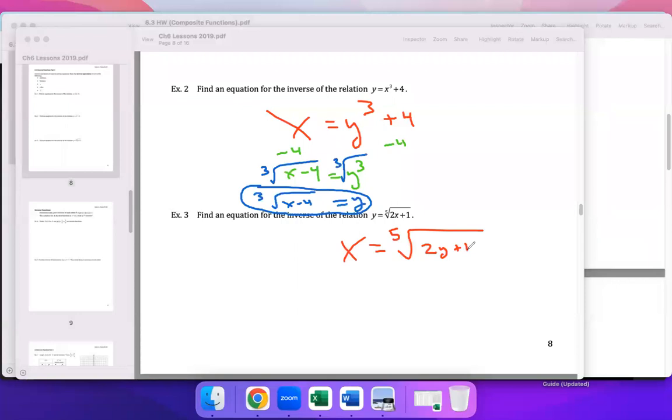Okay, your goal is to isolate Y. What do you think I do? How would I isolate it? Yes, good. Raise everything to the 5th power. So you get x to the 5th. Then we're 2 steps away from getting the answer. What comes next? Minus 1. And then divide by 2.